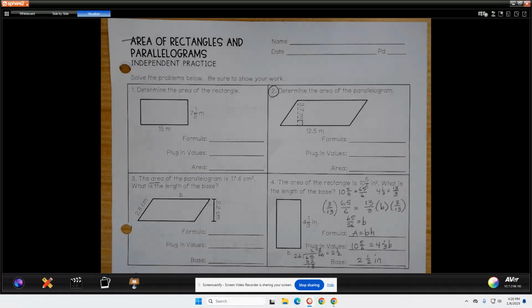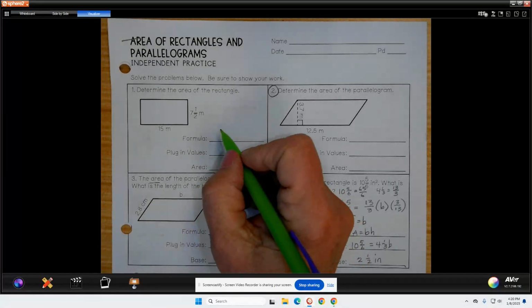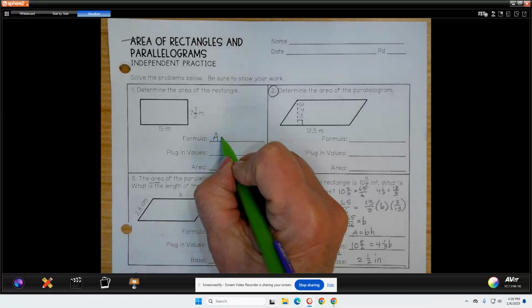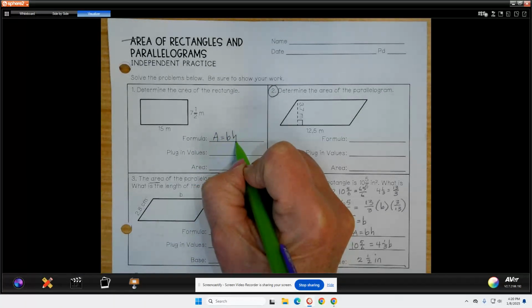Okay guys, I'm going to work out a couple of these problems to get you started. Number one, and we are on area of rectangle and parallelograms independent practice. So, number one, determine the area of a rectangle. Formula for area of a rectangle is going to be area equals base times height.